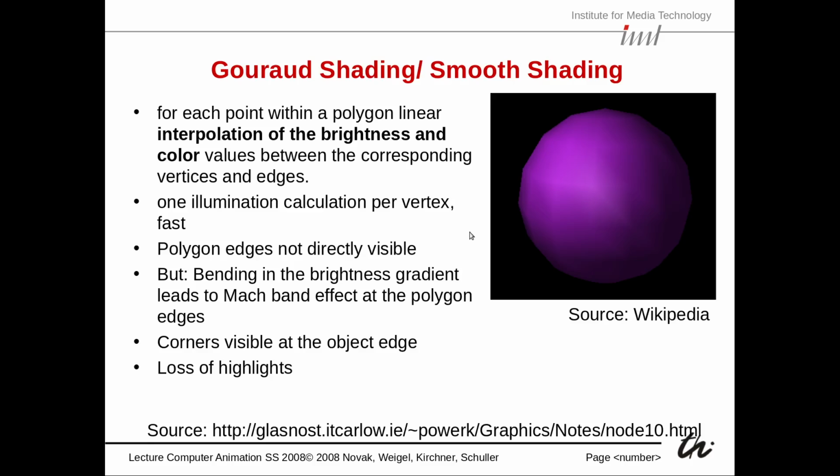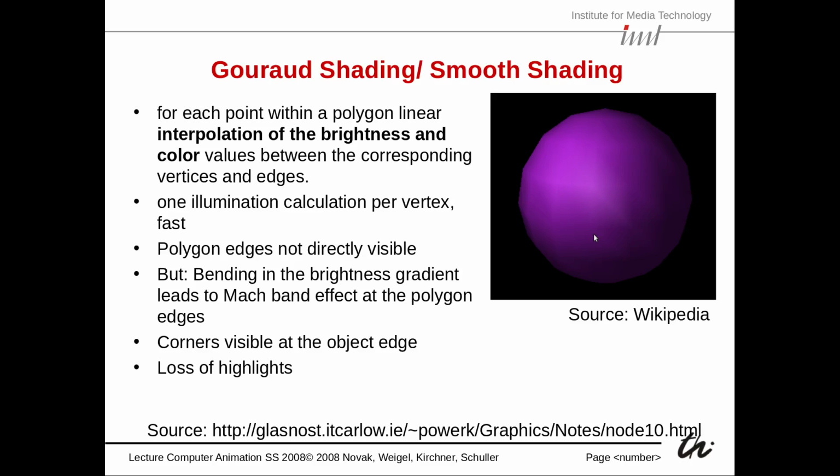And we have polygon edges which are not directly visible, because they are smeared basically from the interpolation. But bending in the brightness gradient leads to the Mach band effect at the polygon edges. So you can still see the polygon edges somewhat. The corners are visible at the object edge. Here you can see the object corners. And we also have loss of highlights. Right, there is no specular reflection.